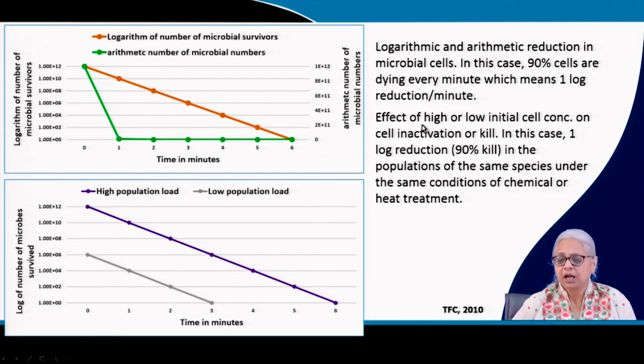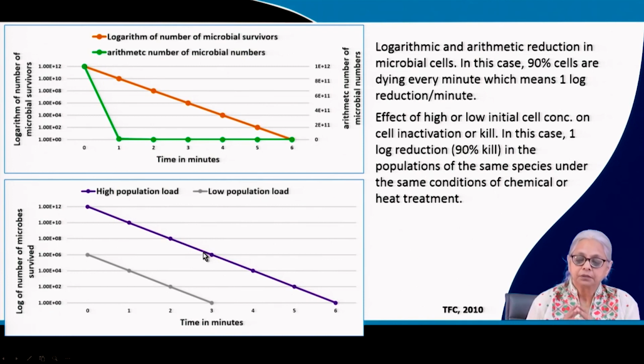In terms of the effect of high or low initial concentrations, let us say I have two samples. One has 10 to the power 12 cells per ml, and in the second case I have 1 million cells, and I want to know how much time it takes to reduce it by 1 log or 2 logs or 3 logs, whatever it is. If we look at the 1 million sample, I'm getting 6 log reduction in 3 minutes. In the case of the 10 to the power 12 cells per ml, or whatever the unit is, how much time does it take to get the same log reduction? So 6 log reduction from 12 to 6 is again in 3 minutes.